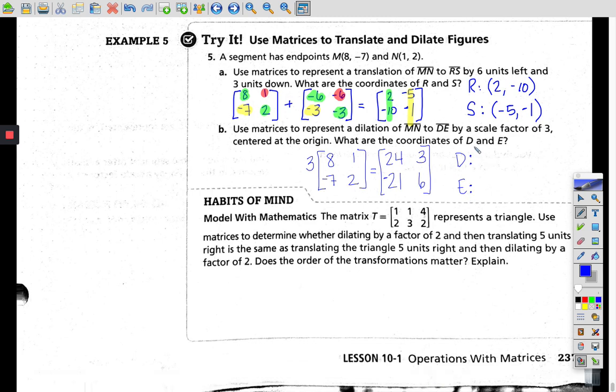What are the coordinates for D and E? My coordinates for D would be 24, negative 21. My coordinates for E would be 3, 6.